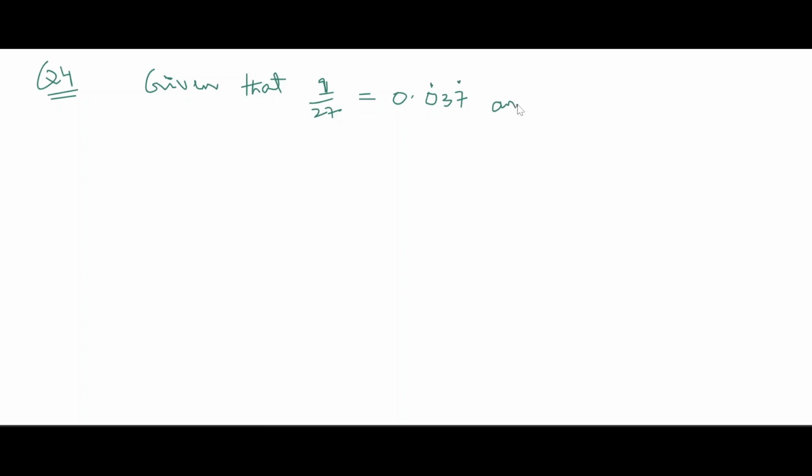What's given? 1 by 27. Oh, 1 by 11. 1 by 11 is 0.09, with a dot above the 9.